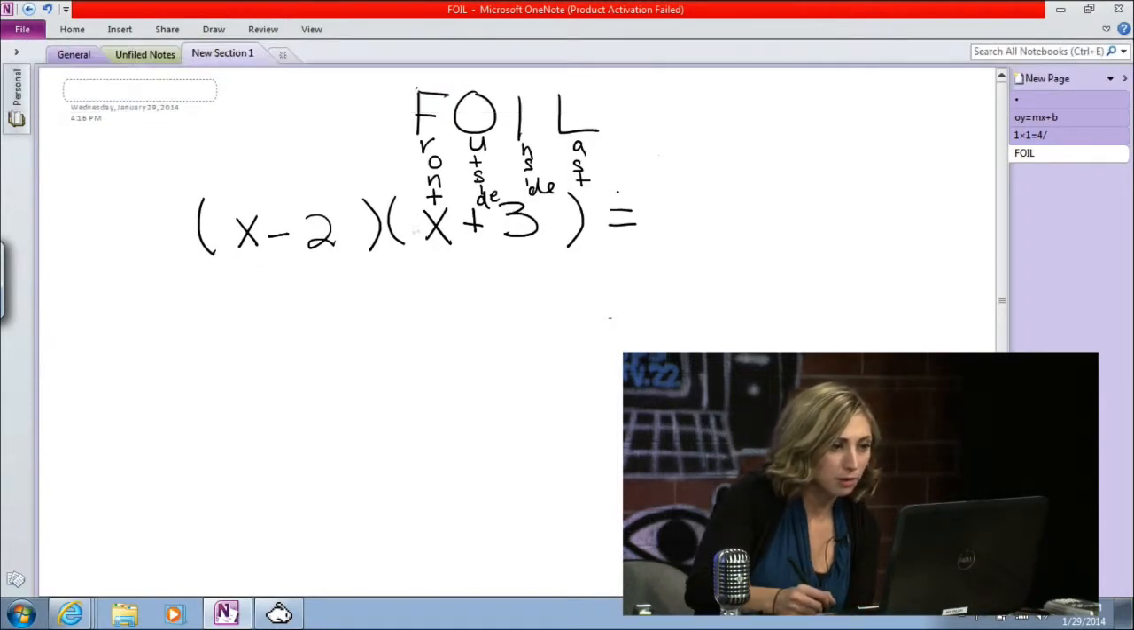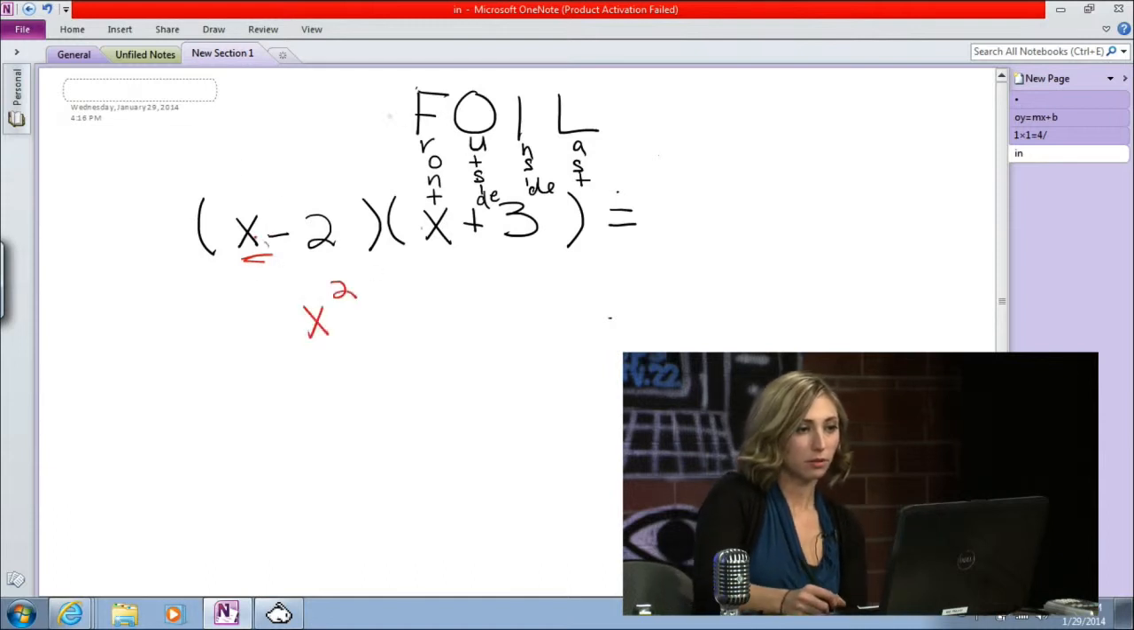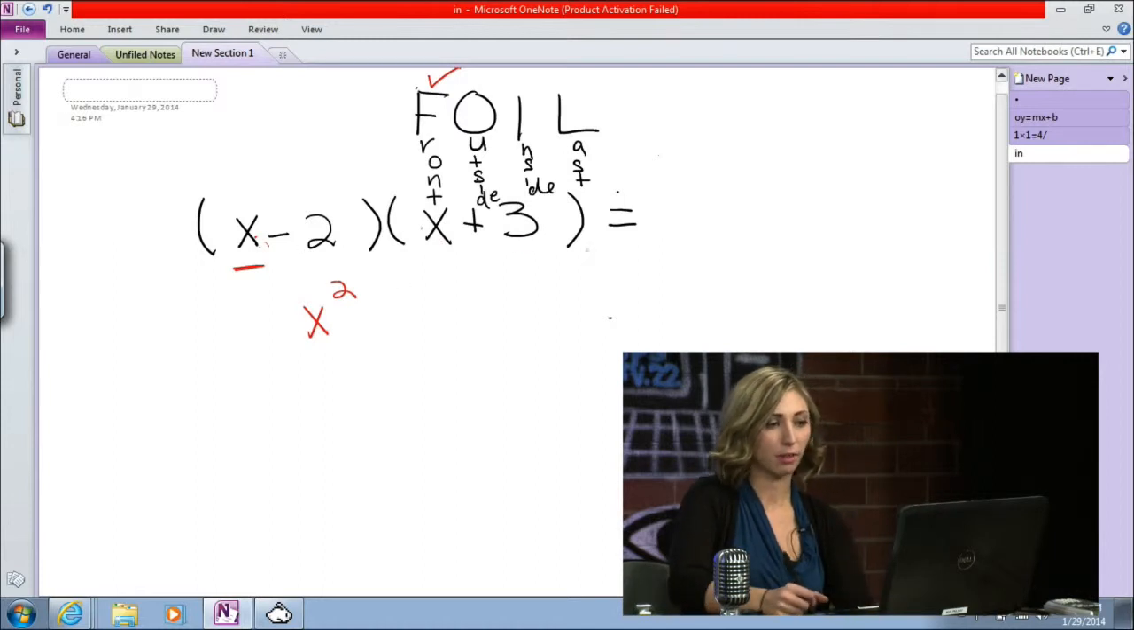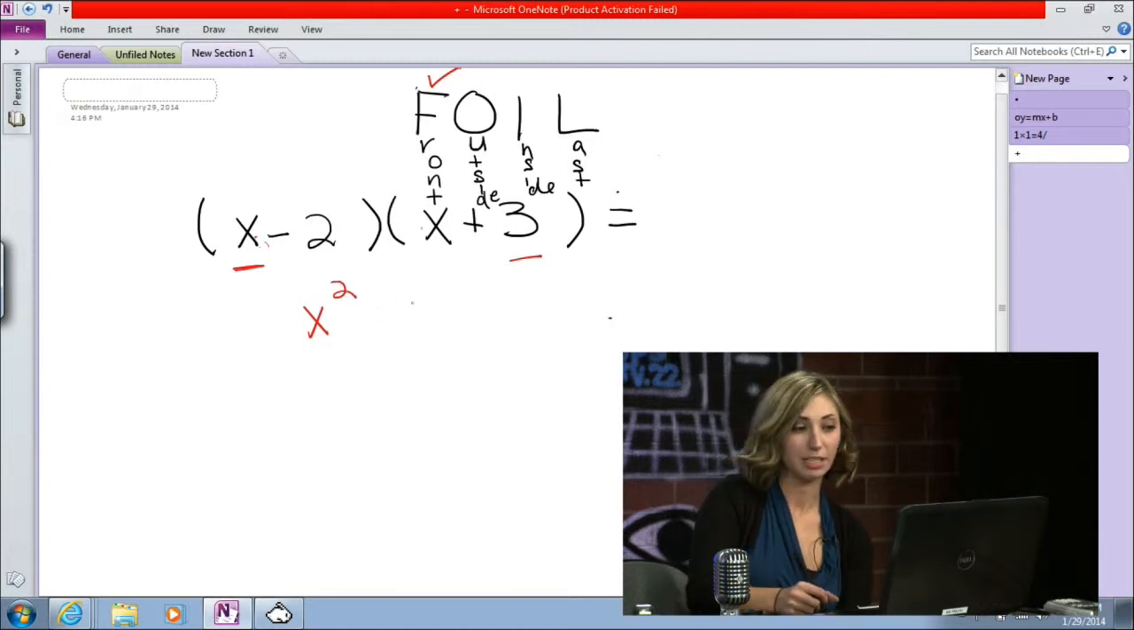So the front terms are these two first terms here. So we're going to multiply those together first. We'll take x times x, which gives us x squared. So we did the front. Then they want us to do the outside terms, which are x and 3. So we'll multiply those together by doing 3 times x, which is just 3x.